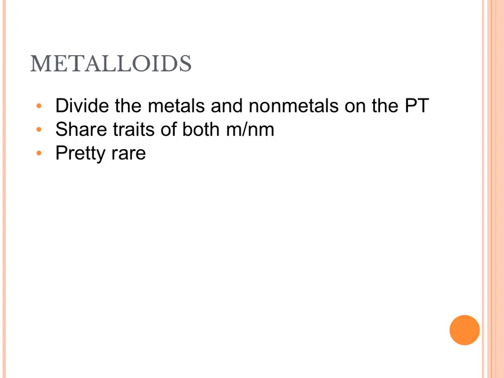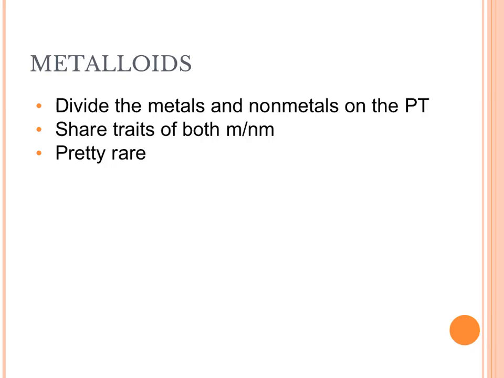Finally, the metalloids, which if you think about it, are kind of a hybrid between metals and nonmetals. They divide the metals and nonmetals on the periodic table using a kind of diagonal line between them. What's unique about them is they share traits of both metals and nonmetals. That's what this means, metal and nonmetal. And to be honest, they're pretty rare. I will very seldom use them as examples of elements in class.